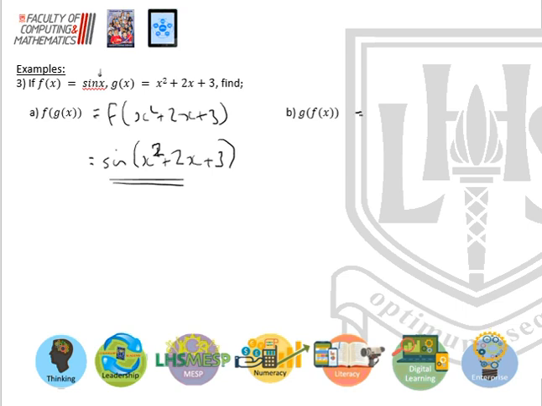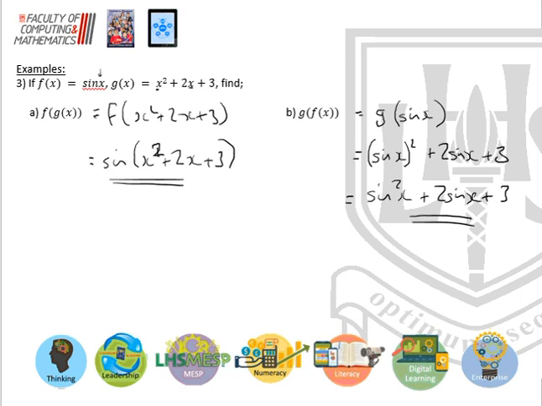Okay, g of f of x. Same idea. We're going to be doing g of sine x. Which means in the function g, every x is going to be replaced by sine x. So firstly, it's sine x squared, then it's 2 lots of sine x, and then it's plus 3. And just to tidy that up a little bit, I'm just going to do it as sine squared x plus 2 sine x plus 3. Again, not the same thing as f of g of x.